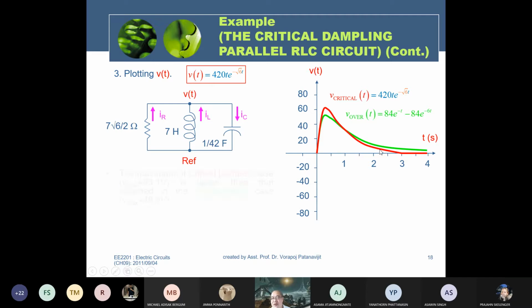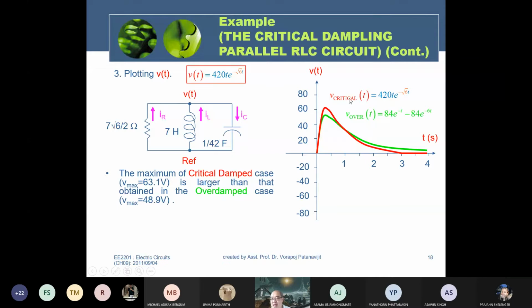The critical damping means this point is very, very critical in your system. If you tune it more lessen, it will be classified as overdamped. Overdamped means that even though it has no oscillation, the peak never reaches the critical damped one. You can see that the overshoot or the maximum of the critical damped case is about 63 volt. It's larger than that obtained in the overdamped case, which is only about 49 volt instead.